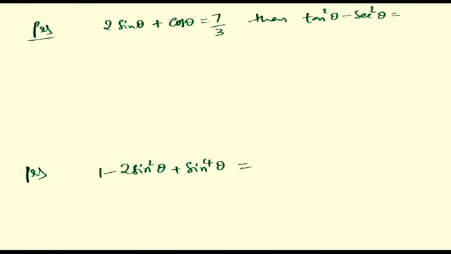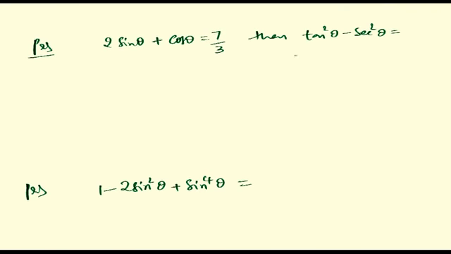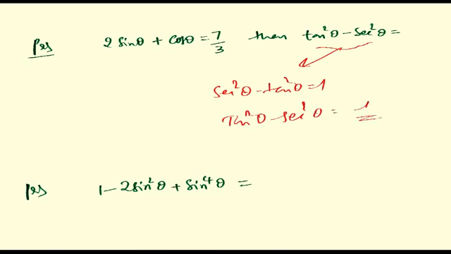Is there any question? If 2 sin theta plus cos theta is equal to 7 by 3, then find tan square minus secant square. This is what the question is. Friends, try to observe the question. This is very simple. We know that secant square minus tan square is nothing but 1. Here what is asked is the reverse of this, tan square theta minus secant square theta. So the answer is minus 1. You did not need to do anything else. Directly the answer is minus 1.